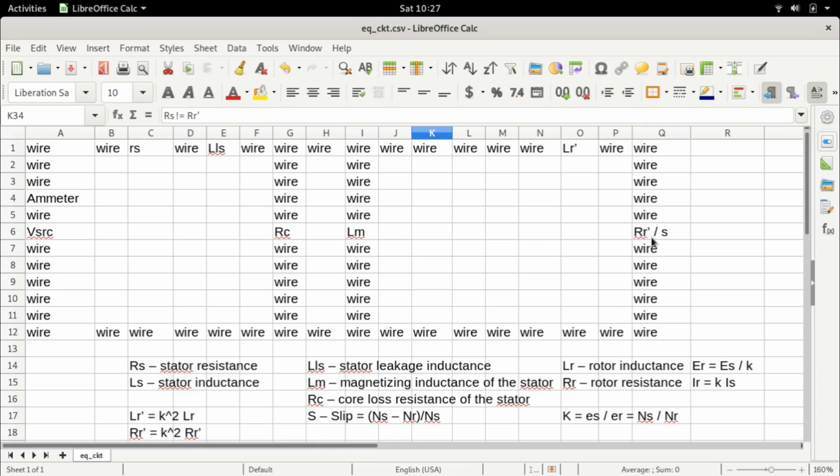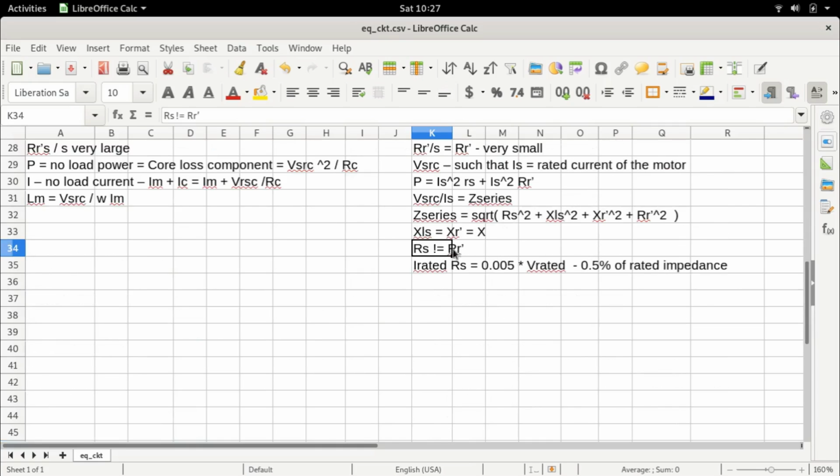Therefore you cannot compare RR dash with RS directly. You cannot equate these two, right? So this approximation is not valid and you should not try to do it.